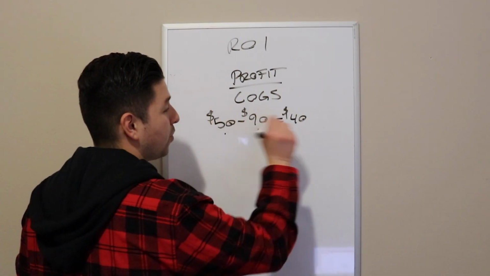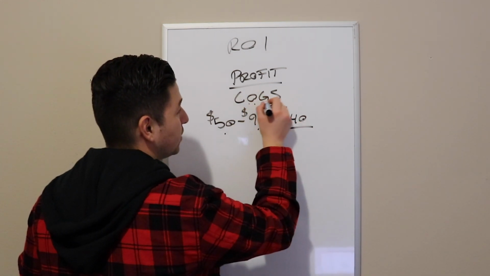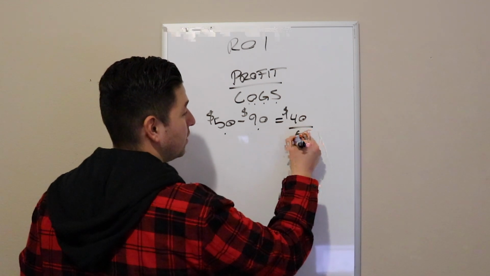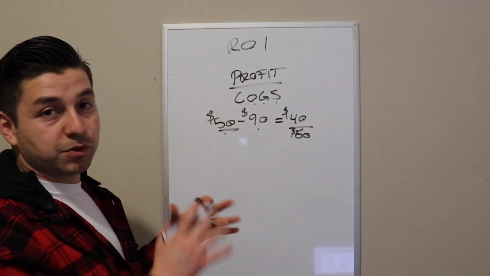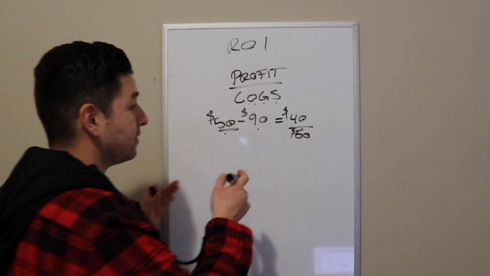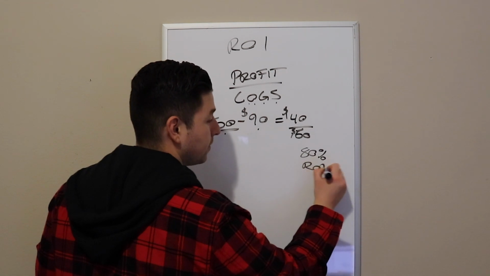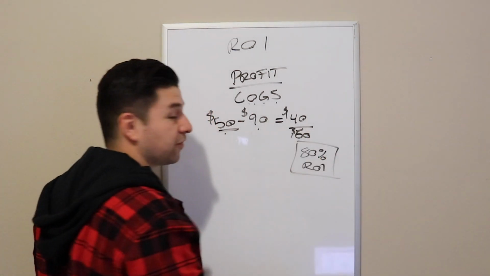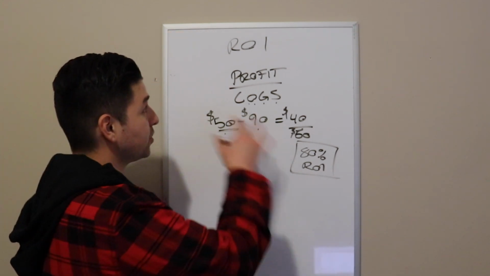And we're gonna do profit divided by cost of goods sold, which is our $50 right here. So now when we're talking about ROI, it's gonna leave us with an 80% ROI, or return on investment. Big difference from our 44% profit margin, okay? So those are the two differences.